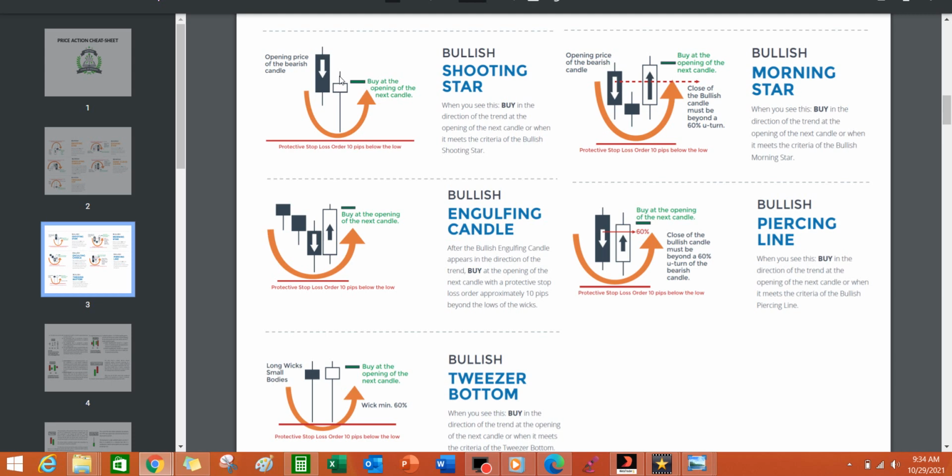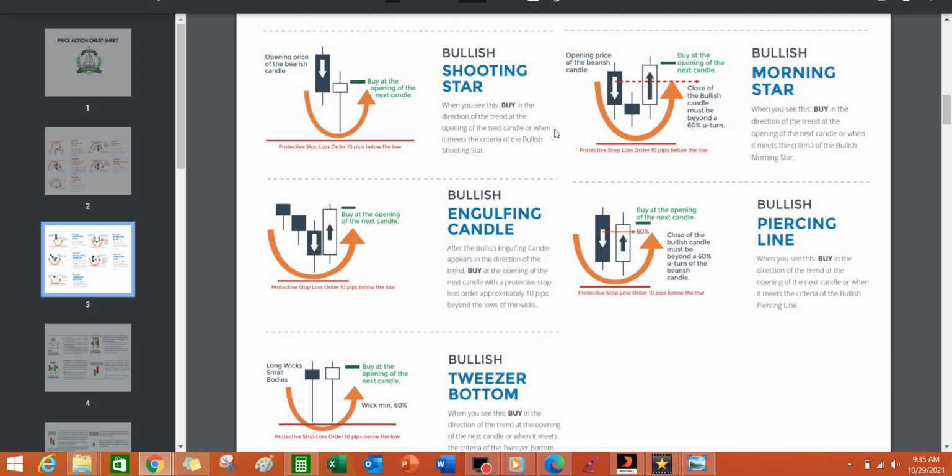Then you should know that the next candle should be an opportunity for you to start buying. Once this candle closes in this form, the next candle is an opportunity to start buying, because it is most likely not to break out from the support zone at that particular point, so it should be shooting up. Let me read out what I have here: when you see this, buy in the direction of the trend at the opening of the next candle. So that is it.